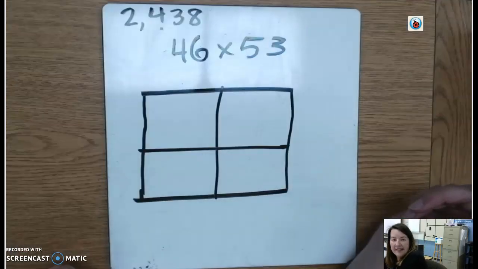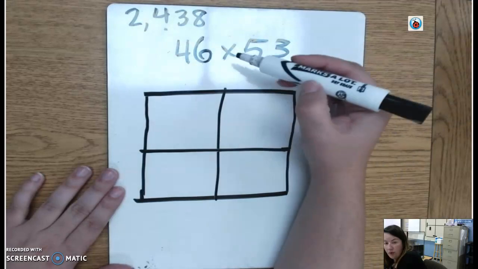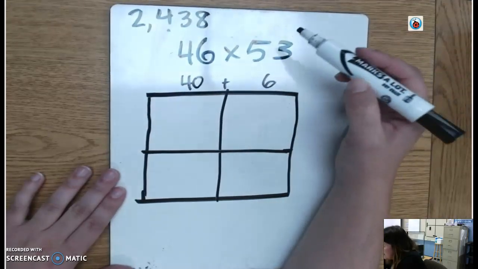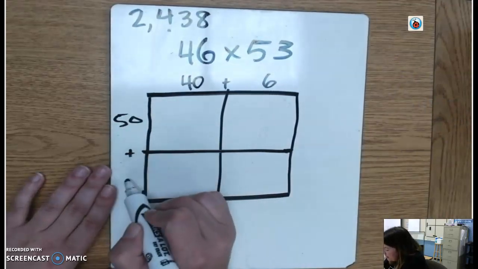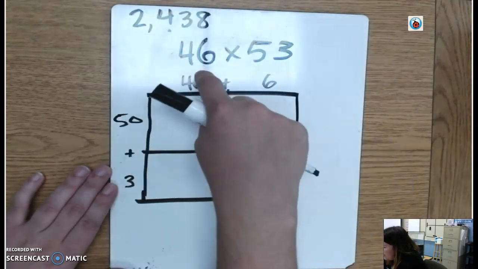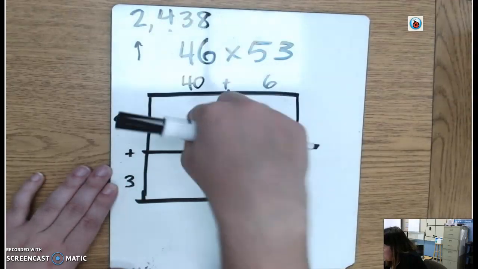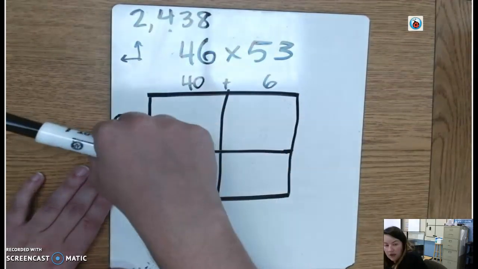So I have my board set up ready to do an area model. I'm going to break apart my first number. So 46, I'm going to put 40 plus 6. And 53, I'm going to put 50 plus 3. Now remember, to figure out what equation we're going to put in each box, you can look up to see what number's on top, and then you're going to look to the left to see what number's to the left.